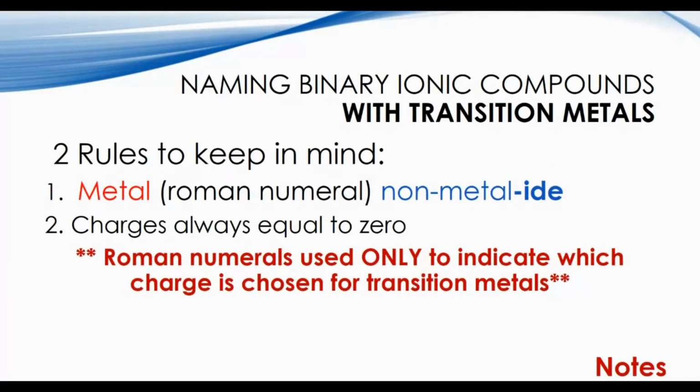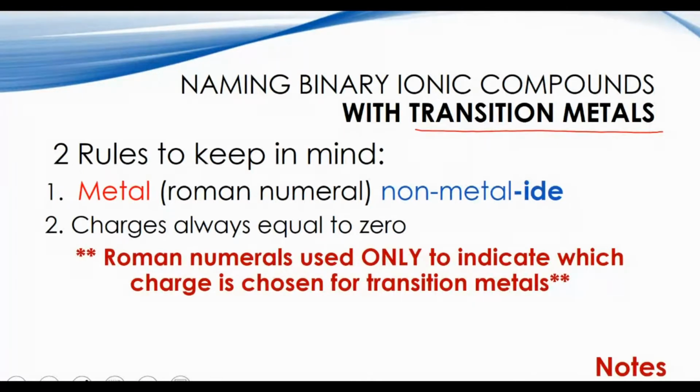Now, there are really just two rules that we need to keep in mind when it comes to ionic compounds that include transition metals. The first is that we still just name the metal. The difference here comes when we have a Roman numeral. Then the non-metal will still be named with the ending changed to -ide, as we have done before. Again, the only difference is that we now have Roman numerals. And the thing we have to keep in mind is that the charges have to equal 0.